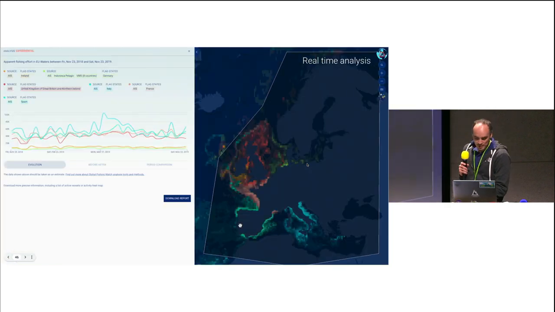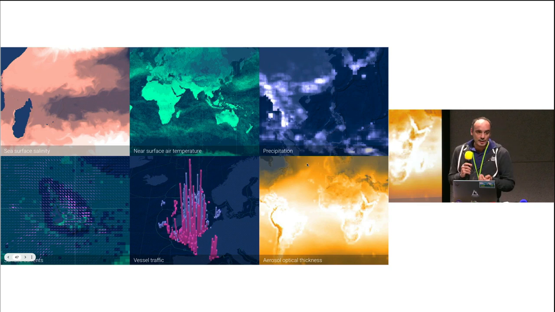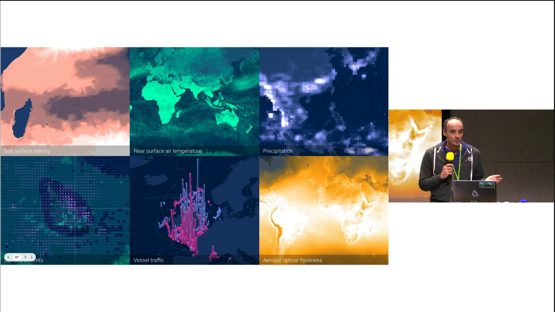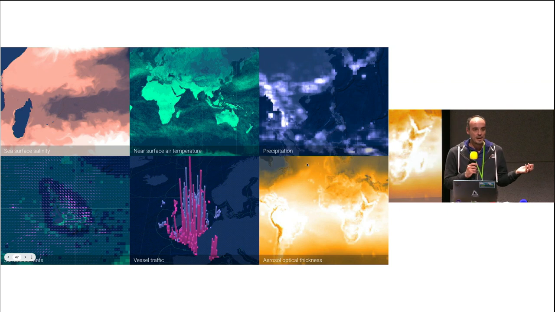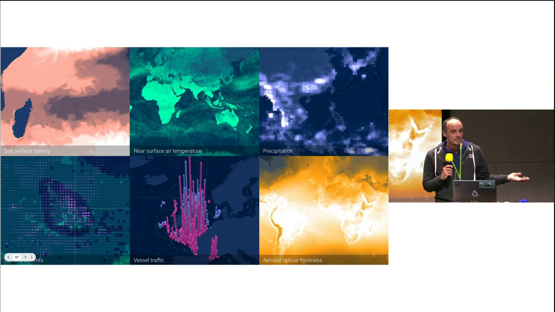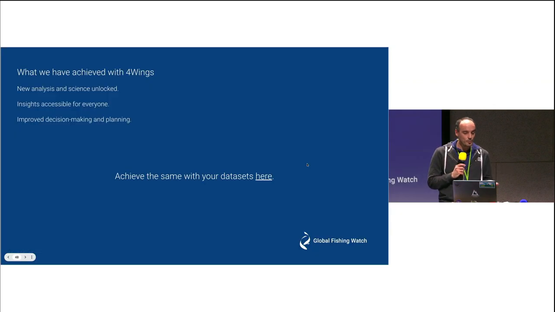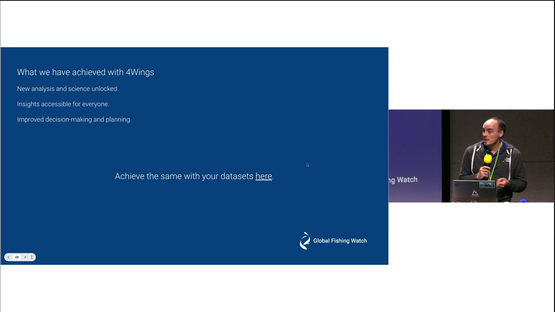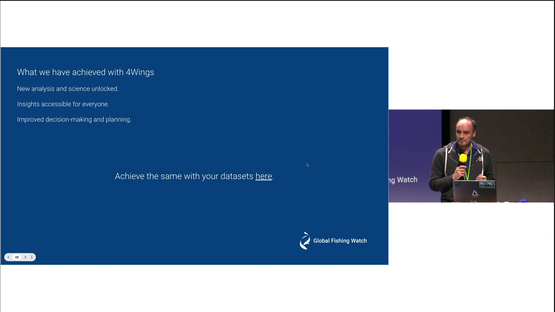So we have achieved this with Four Wings for the marine world. We want to see if this can be applied to other areas. So please try it out. We have an open source version that you can go into our repository, download, and play with your data set. It can also access all the data sets in Google Earth Engine. I'm also in the demo booth, so please visit and ask me any questions you have. Thank you.